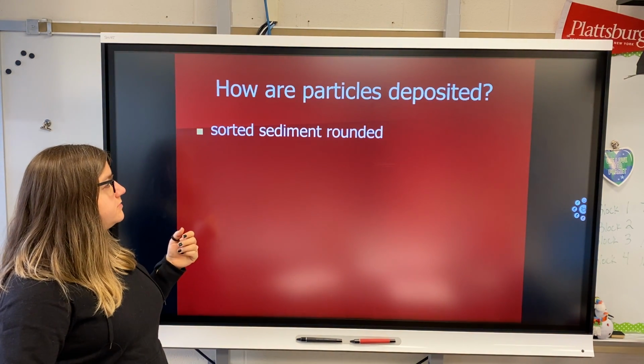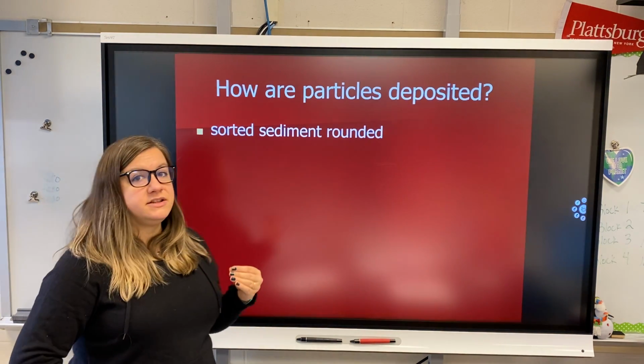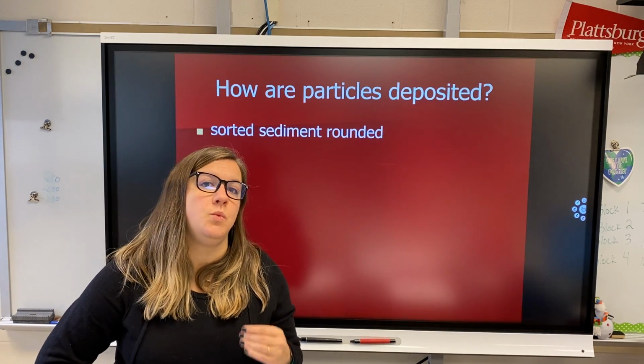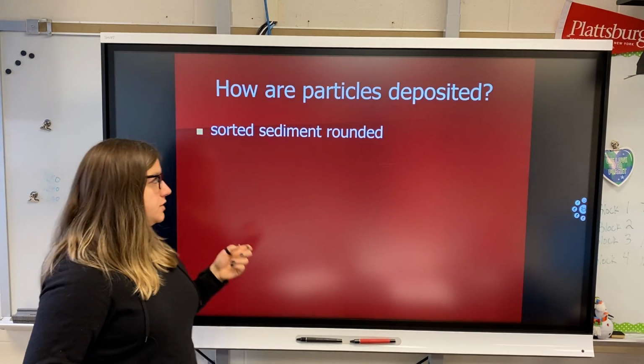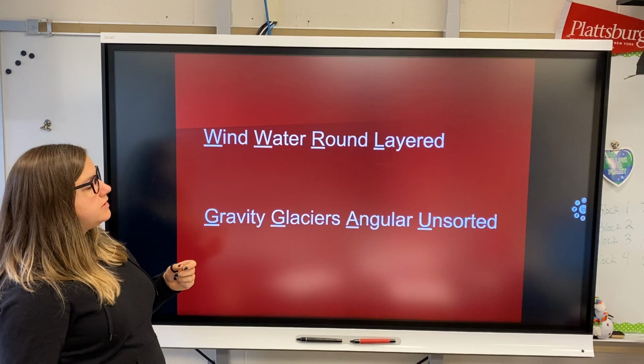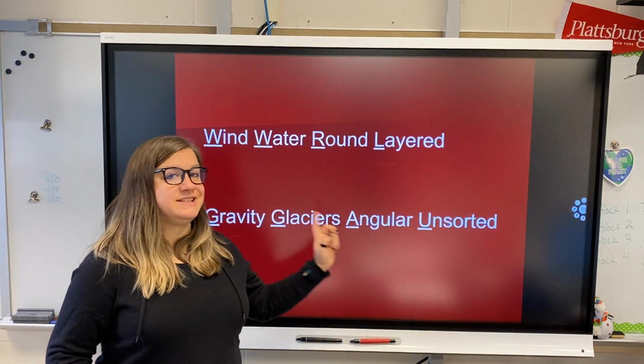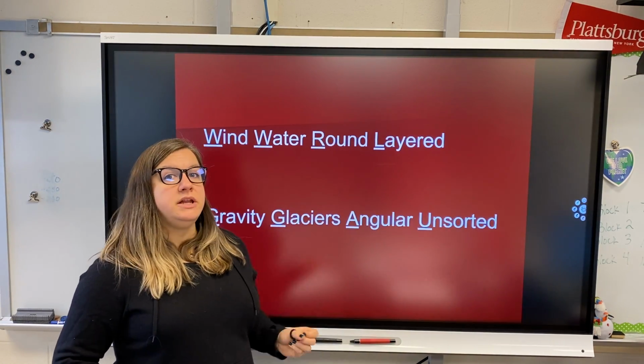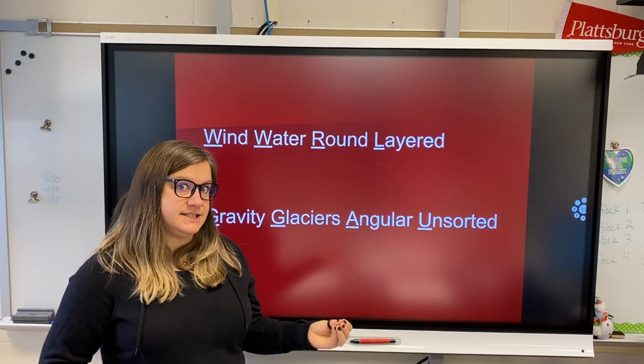So how are particles deposited? They're sorted sediments and they're rounded. When they have to do with wind and water, they're rounded and layered. Wind, water, round, and layered. Gravity and glaciers are always angular and unsorted. You need to know those for your test.